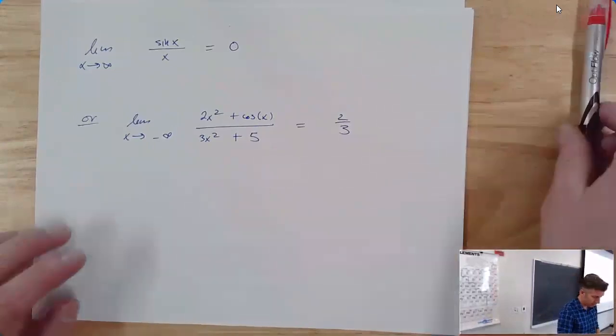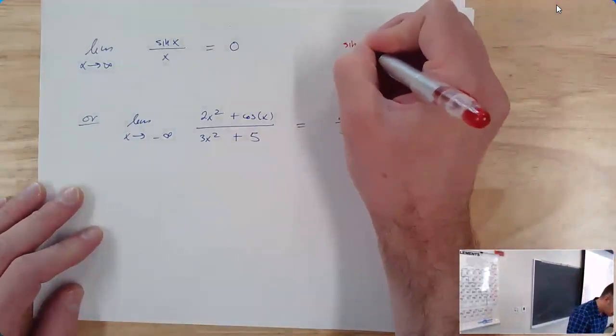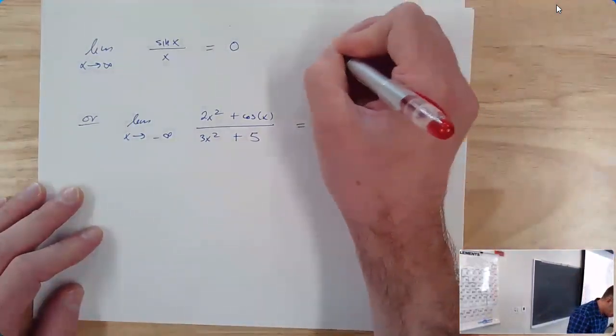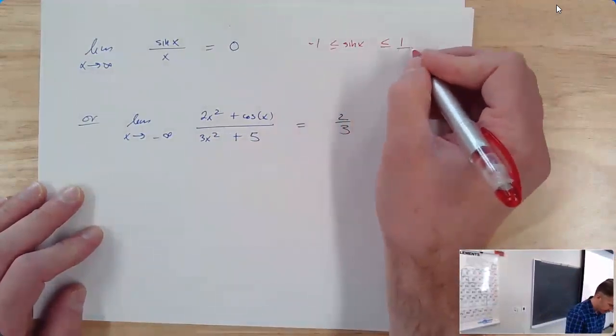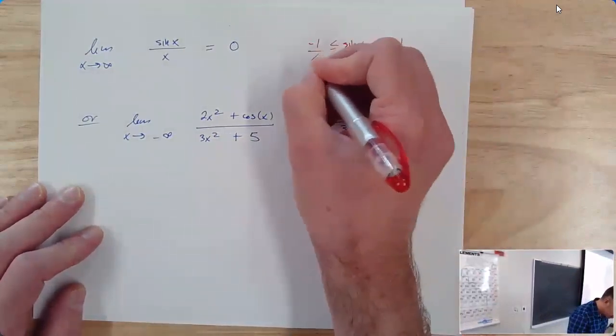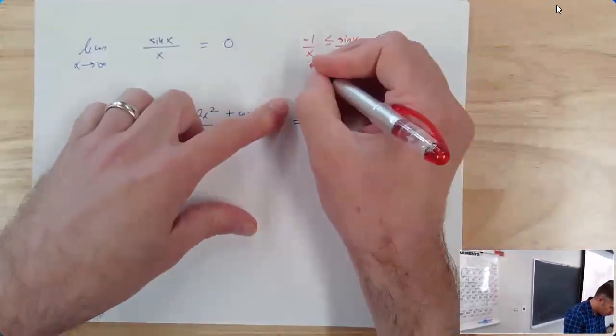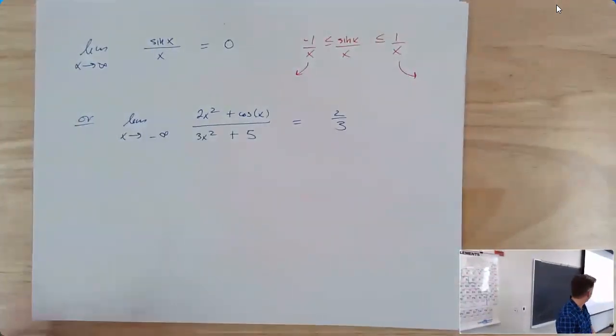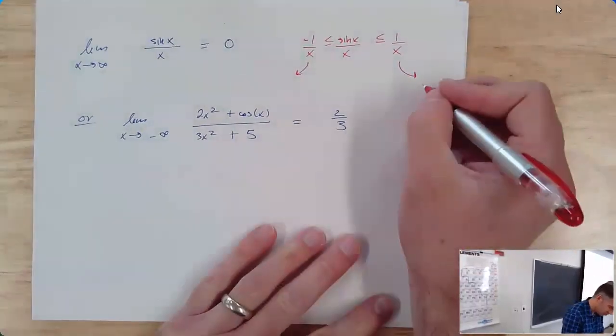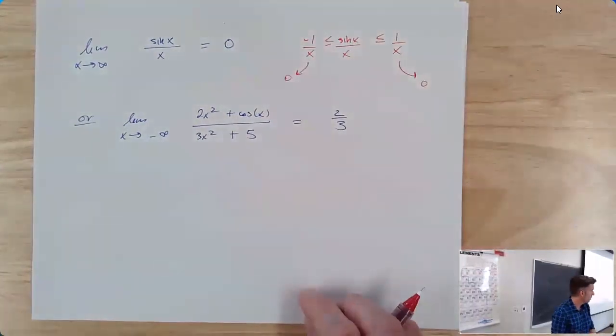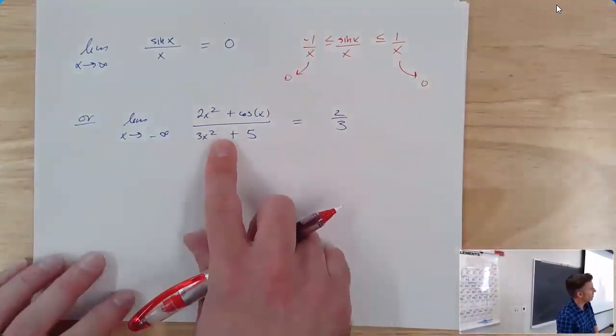Right, exactly. Here, you're starting with sine x between 1 and -1, and then dividing everything by x. And I think we can all see that those two limits both go where? Does it go to 0? Oh yeah, x is going to infinity, so 1 over x is going to 0. Same deal here.